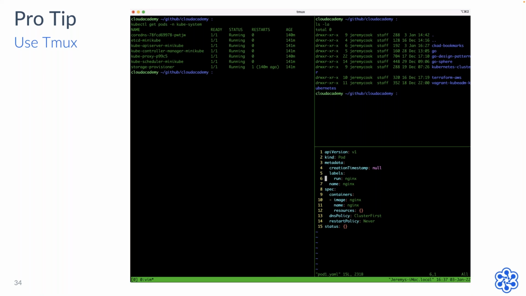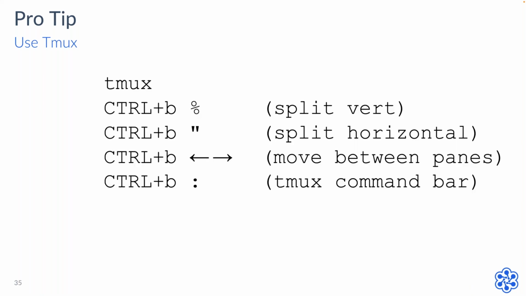As I say, it's more of a pro tip. If you're familiar with Tmux, then use it. If you want to learn about it before the exam, do so, but don't feel you need to use it to pass the exam. If you do decide to use Tmux, then as a basic minimum, understand the following commands. So Control+B and the percent sign will split the pane vertically.